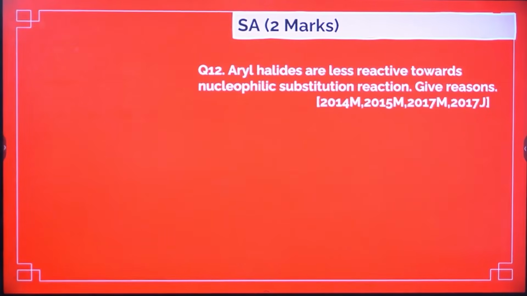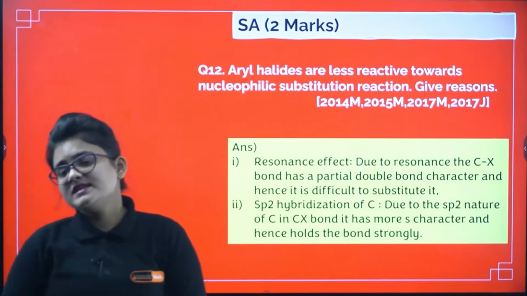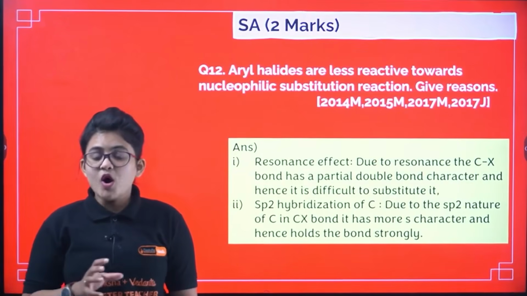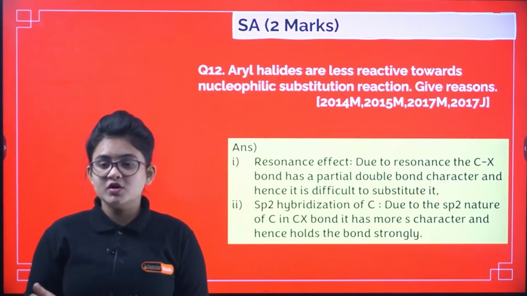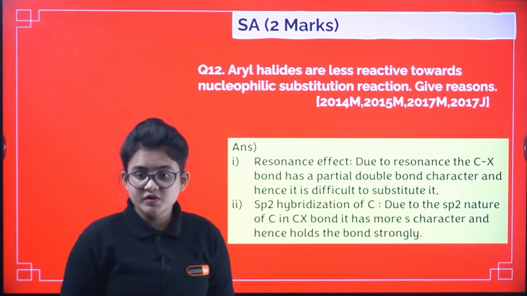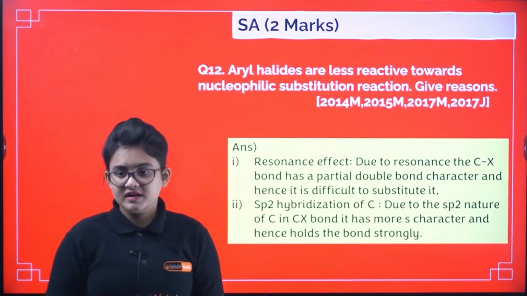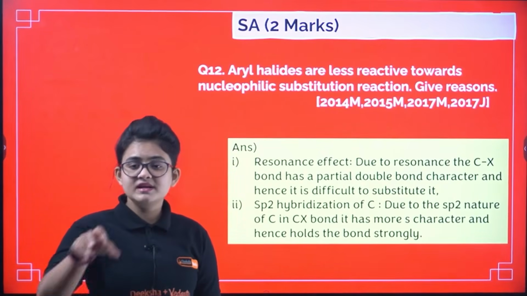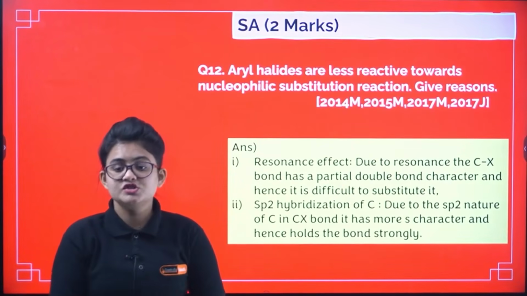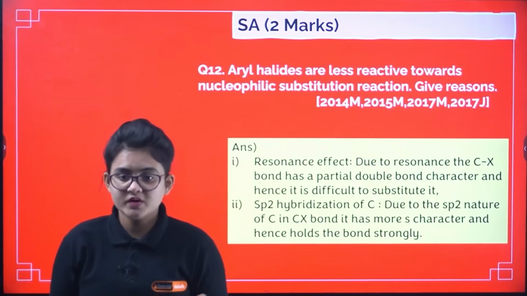Let's proceed. Aryl halides are less reactive towards nucleophilic substitution. Give reason. So first is the resonance effect. Due to the resonance effect, the carbon-halogen bond has partial double bond like character. So once I am having the partial double bond like character, it's difficult to substitute, right? Why would the bond break, right? Now next is sp2 hybridization of the carbon. Due to sp2 hybridization, the carbon in the C-X bond has more s character. As a result of this, the bond becomes very strong. They hold each other with a very strong bond. Okay, I guess it's clear.